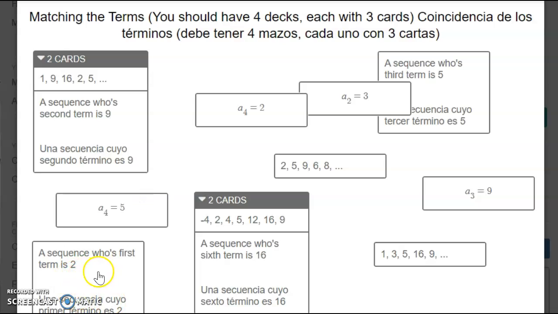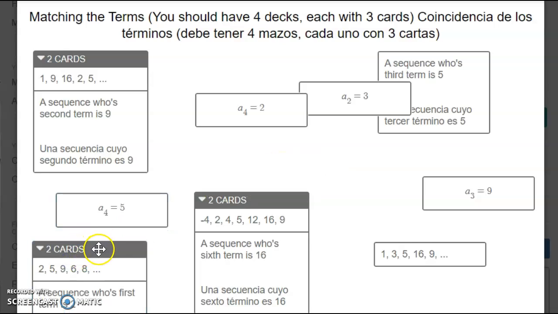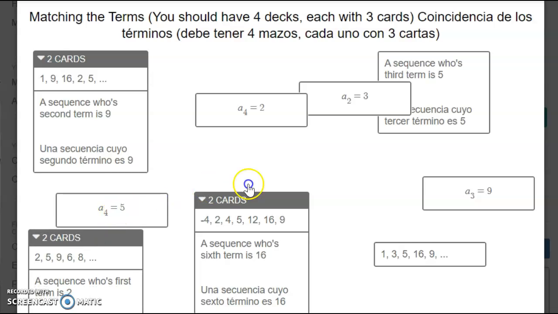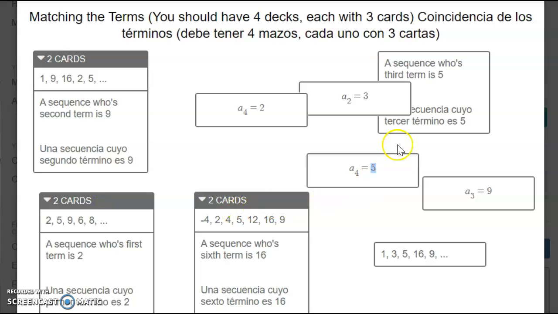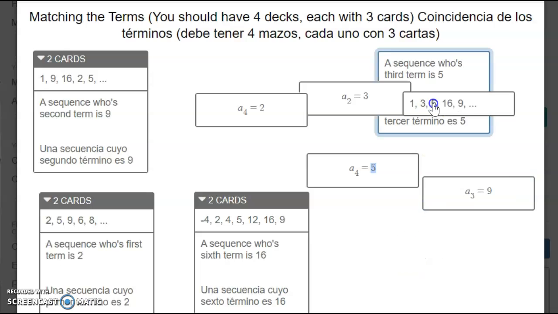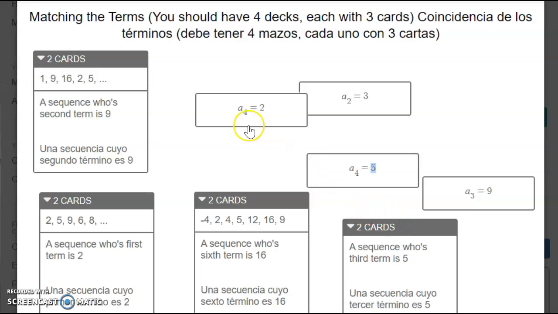And I have a few more cards here. A sequence whose first term is number 2. First term is this one with number 2, which is here. A sequence whose third term is 5. Third term is 5 is this one. Okay. All right. Then let's look at the notation.